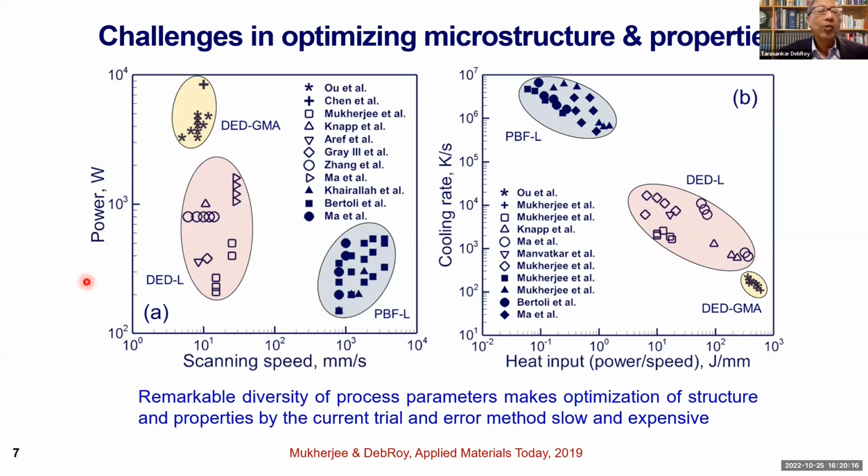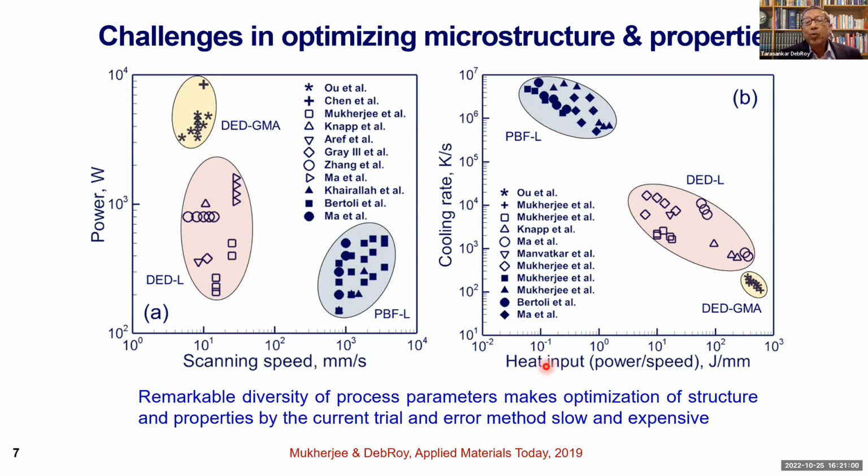Similarly, between the heat source and the material, there is a relative velocity that we call scanning speed. Scanning speed can vary by about 1,000 times. Power can vary about 100 times. And when the material experiences this variation of power and speed, the cooling rate that determines the scale of the microstructure also varies very significantly, from about 100 degrees Kelvin per second to well over 1,000,000 degrees Kelvin per second.